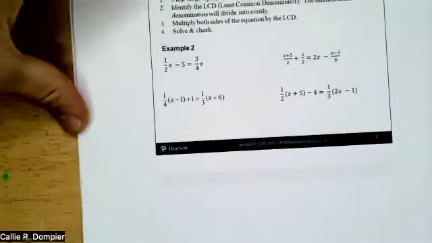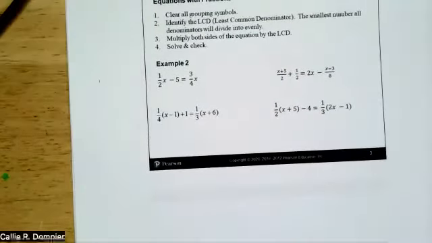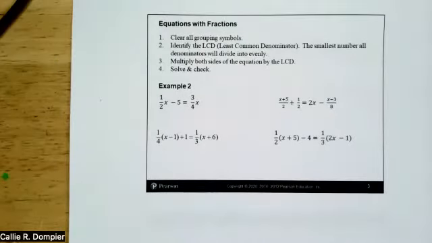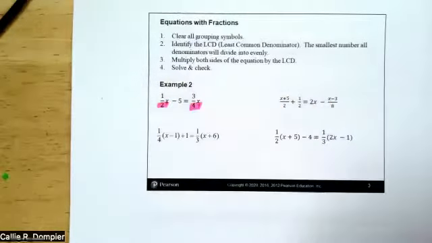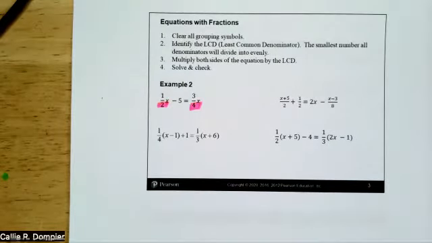Equations with fractions, the things that make it difficult. But don't worry. What you want to do is first clear all grouping symbols. Then identify the least common denominator. Denominator is the bottom number, right? So if you have your denominators of 2 and 4, for example, the least common denominator is the smallest number I can divide 4 into and divide 2 into, okay?